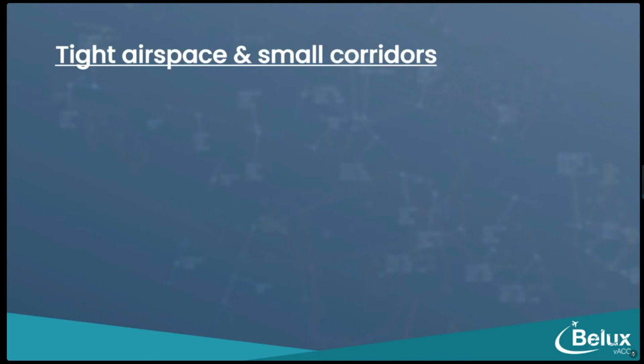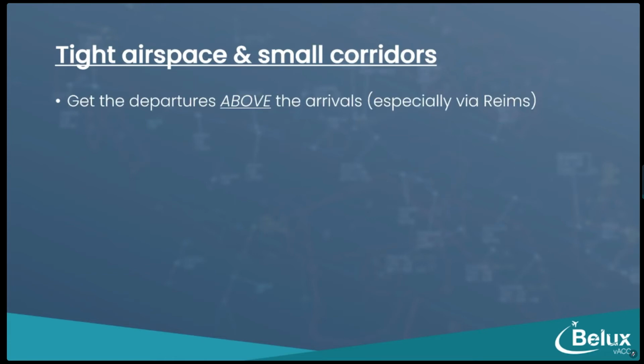So the first difficulty we noted is it has a tight airspace and very small corridors. Therefore, a good rule is to get your departures above your arrivals as soon as possible. Especially via REMS, as I said before, it's a very, very tight corridor, and you really don't have much space over there to get them on another route because of all the other airspace around it.